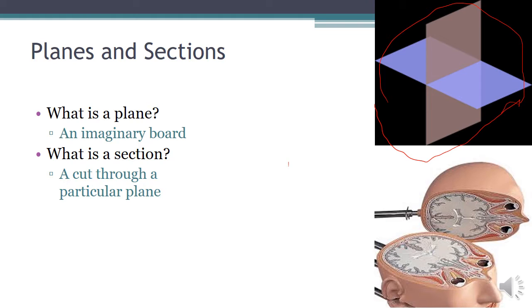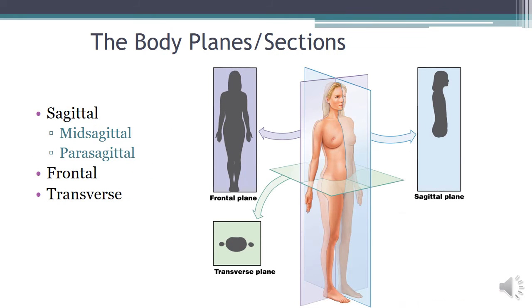Okay. Now, we can take these imaginary boards, these planes, and we can pass them through the human body. Planes are what you would use when you describe a section. So a section is a cut through the body through a particular plane. You can see a section here, a cut through the body. Notice that you could have an imaginary board here, kind of like this. Okay, and so that slice there would be right through that plane. So that's what we call a section.